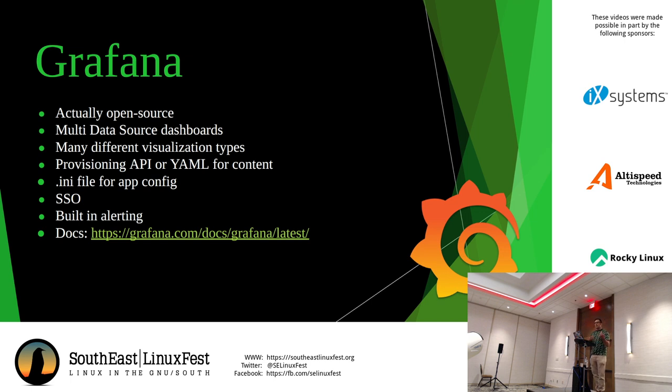So for populating with content, you can either use the API or you can just plop a bunch of YAML files on disk and it will pick them up. And then all the app config is in a single .ini file. Last two reasons why I like Grafana a bunch is it supports a ton of SSO methods. Currently, it can configure Google SSO or LDAP. And then it also has built-in simple alerting. So if you just need to shoot an email out or notify a Slack channel, Grafana can do that.